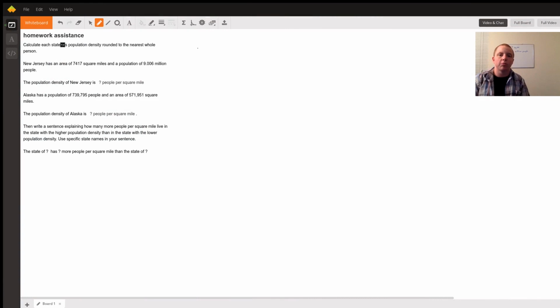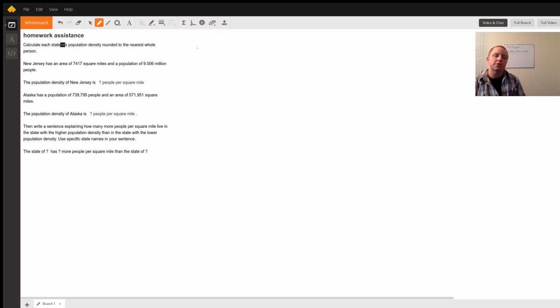Nick, and I will be helping to solve the population density problem that we have here. So it says to calculate each state's population density and round it to the nearest whole person, okay? It says that the population density is measured in people per square mile. So we need to do this for New Jersey first, okay?